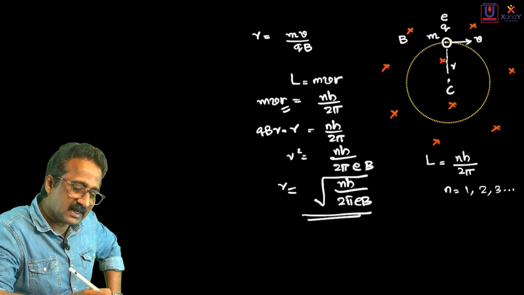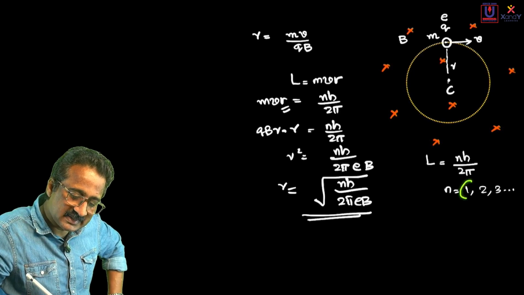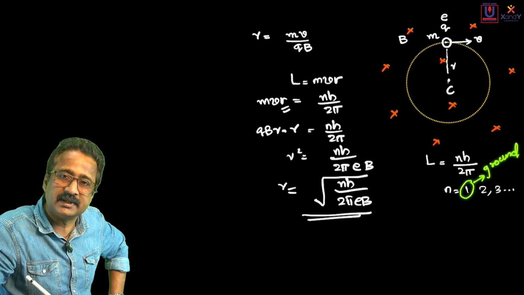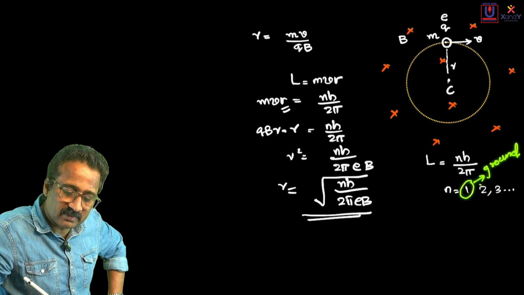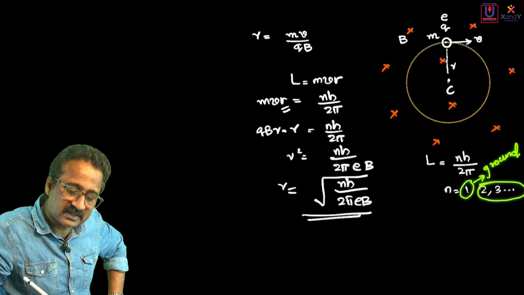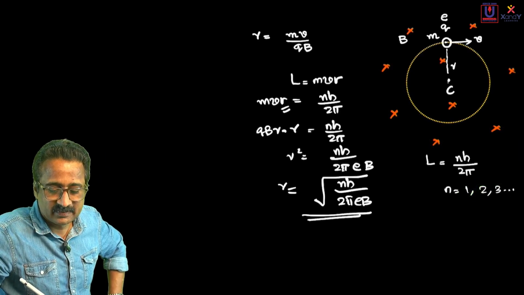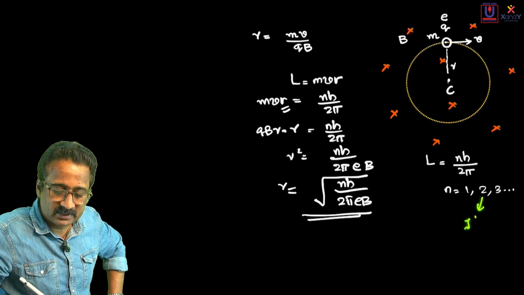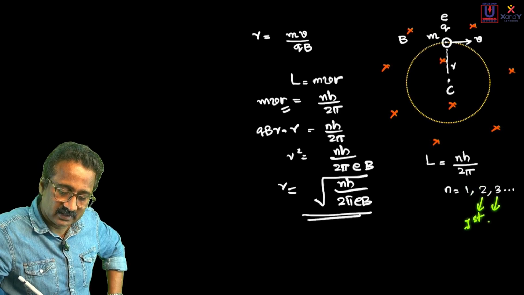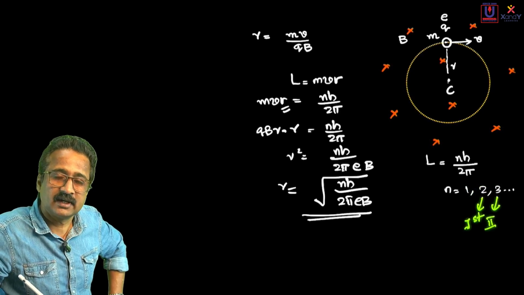Remember, n is equal to 1, 2, 3, etc. This n equal to 1 actually stands for the ground state. All the remaining numbers, 2, 3, 4, etc., correspond to excited states. So when n equals 2, this is considered the first excited state. This 3 is the second excited state, and so on.